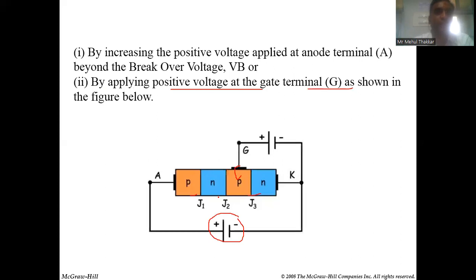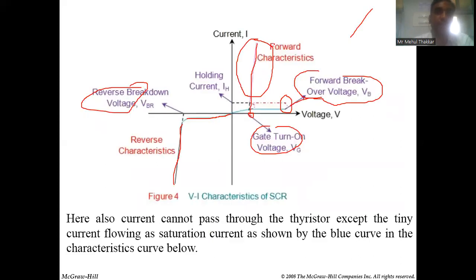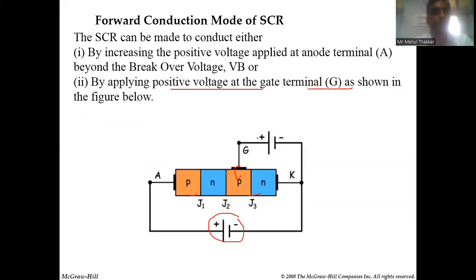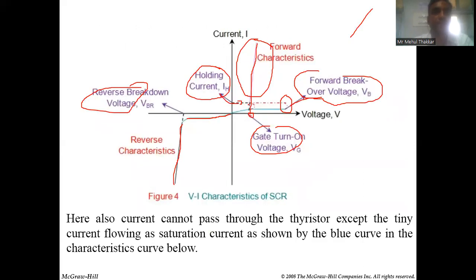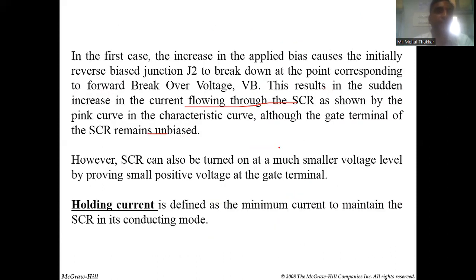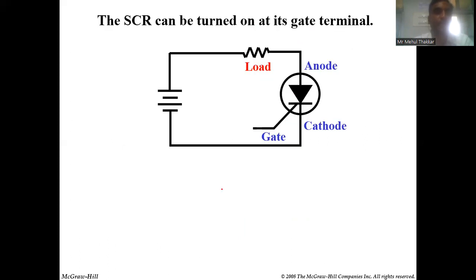Now, once your SCR is in the forward characteristic region, it needs to hold some minimum current to remain in the forward region. That is called the holding current. So what is holding current? The minimum current required to keep the SCR in the forward region. Holding current is defined as the minimum current to maintain the SCR in the conducting mode.